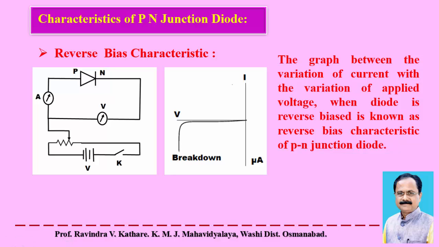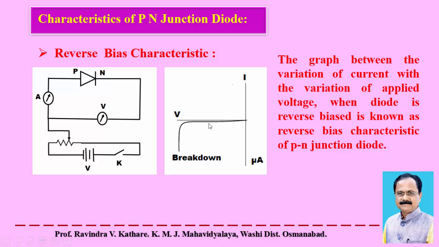Then majority charge carriers in p-type and n-type move away from the junction, meaning towards the positive and negative terminals of the battery. Then the width of the barrier potential increases and the thickness of the junction increases, so no current flows through the diode. But at this stage, the minority charge carriers in the p region and minority charge carriers in the n region are forward biased, so a small reverse current flows.